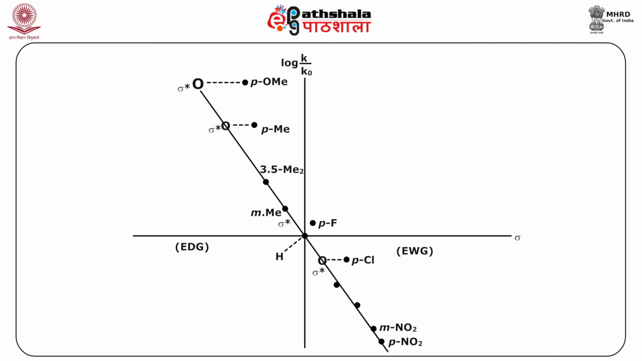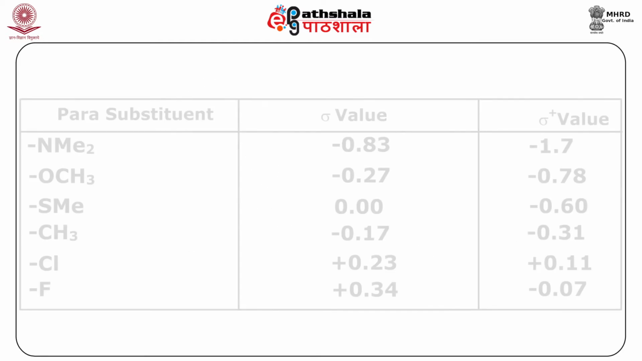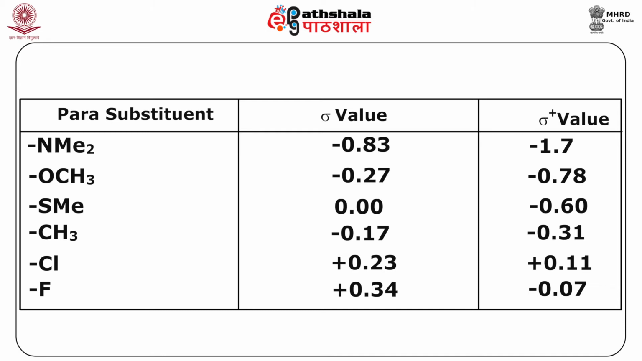Now you can see how we had actually extrapolated for the para substituted cumyl chlorides in the original Hammett curve and how we had extrapolated. A look into the sum of these sigma plus values is presented here. Now you can see for the para substituted cumyl chlorides how the value of sigma and sigma plus is varying.